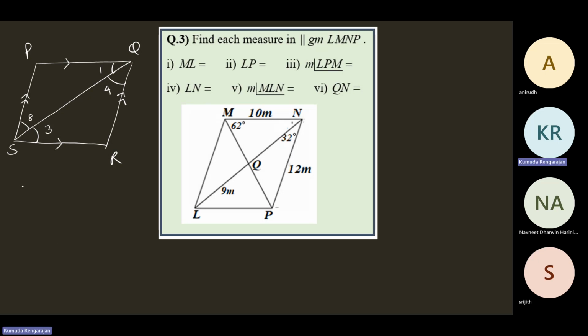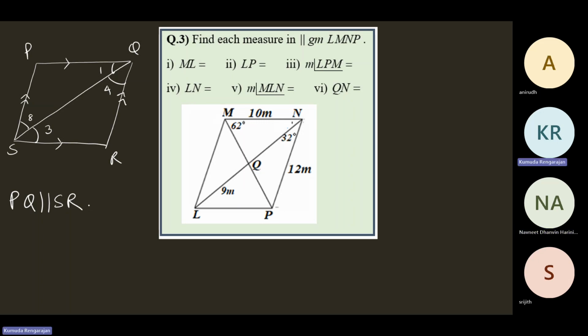Okay. Now, is PQ parallel to SR? Yes, ma'am. Why? Ma'am, because in the parallelogram, opposite sides are mentioned parallel. They have mentioned it's parallel, ma'am, with the arrow sign.